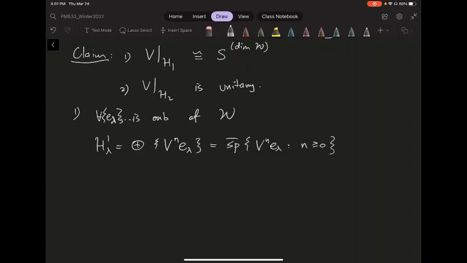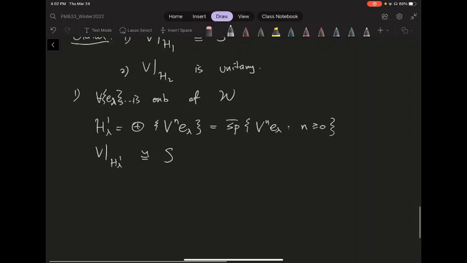And if you think about what happens to V when you restrict to this H1 lambda, this is going to be unitarily equivalent to the S. It shifts the vector V^n E lambda to V^(n+1) E lambda. So it's really just a unilateral shift on this part. And because they are orthogonal to each other, your V just decomposes as a bunch of unilateral shifts. How many such copies depends on the dimension of your W. In any case, that's just an outline of the proof. The second one is fairly simple as well. You can just double check. So this finishes the proof of the Wold decomposition.